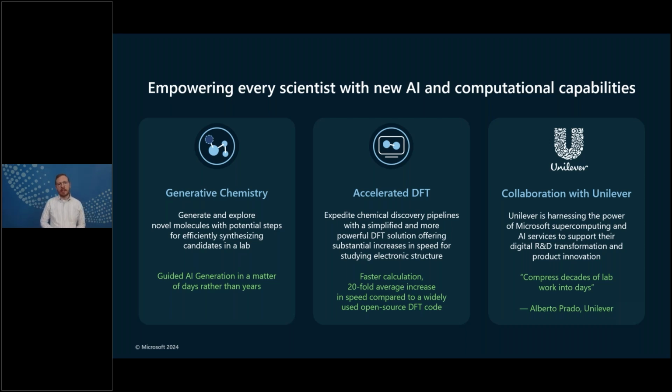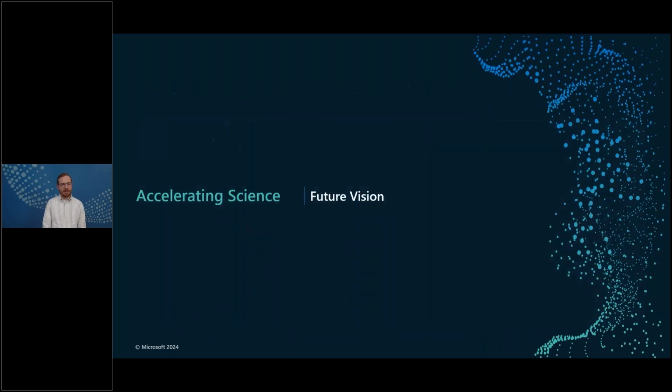In the second part, I'll talk about accelerated density functional theory. So this is a DFT software package made at Microsoft that's much, much faster than anything you'll find in the open source world. So that's very exciting. And then in the last part, I'll talk about how Unilever is starting to use Azure Quantum Elements to accelerate their research and their digital transformation efforts. But let's start with a video about what generative chemistry could be one day.